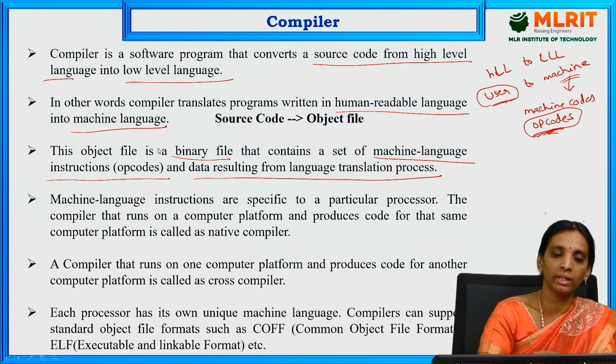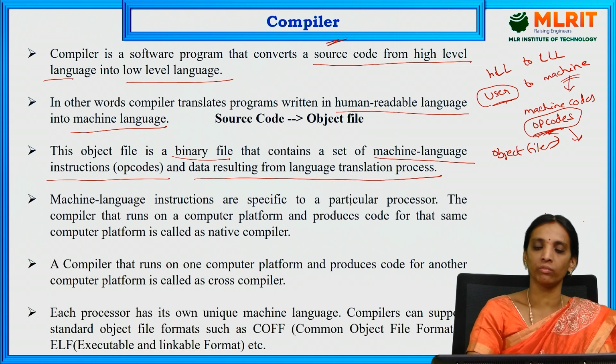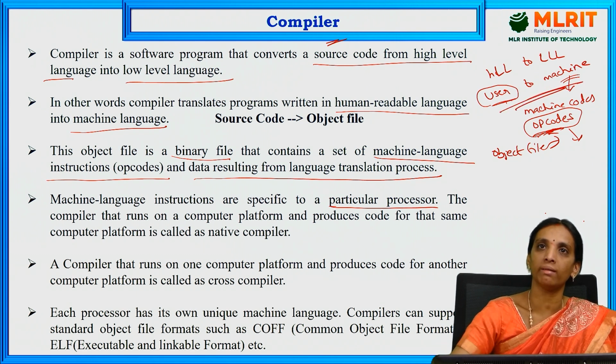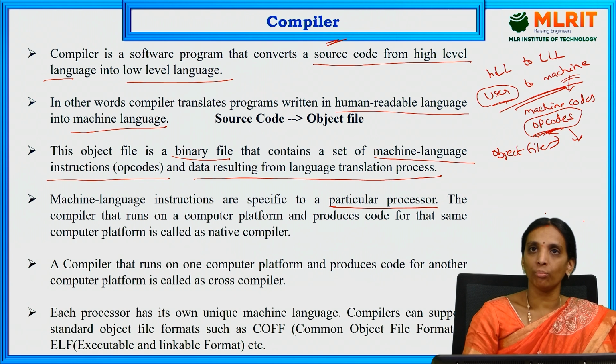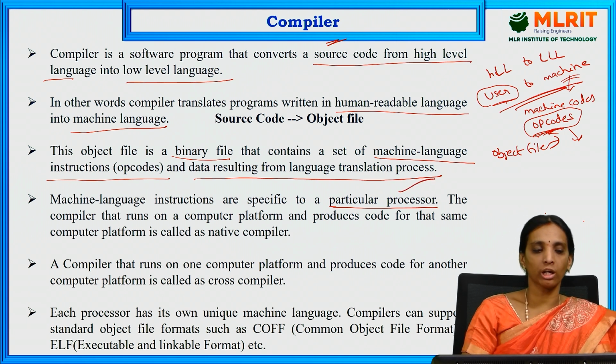The binary image, the object file, which is developed by the compiler consists of all the machine codes. These machine language instructions are specific to a particular processor. The same compiler cannot be used for all processors. Depending on the processor, the compiler will be different. Even though the conversion process used in the compiler is the same for all compilers, depending on the instruction formats and the machine language instructions used for a particular processor, the compiler will be different.